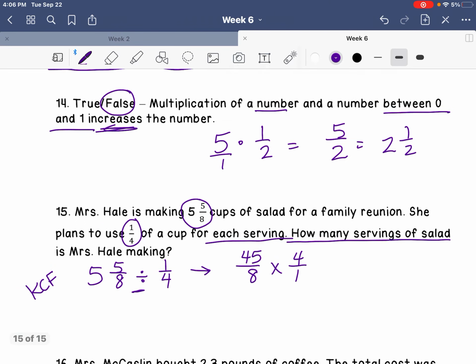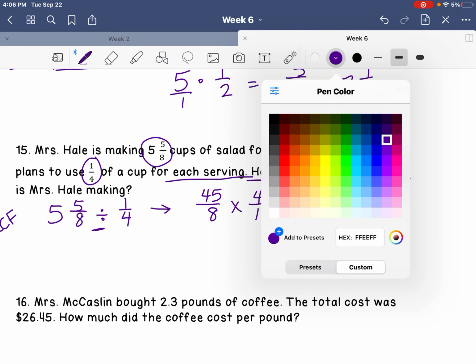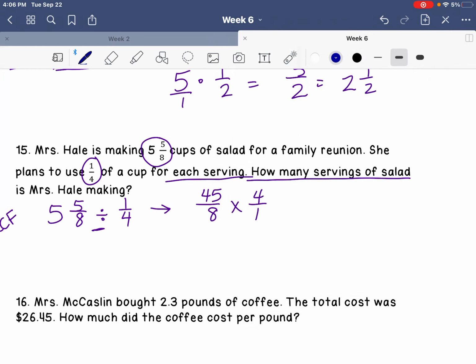So now that I've done that, I'm going to simplify it first. I hope this doesn't confuse you. It seems easier to me, but I'll do it both ways if it helps you. So if I simplify this first, I know that 4 and 8 have a common factor of 4. 4 divided by 4 is 1. 8 divided by 4 is 2. And now I'm multiplying 45 times 1 and 2 times 1. So that's 45 over 2, which will simplify down to 22 1/2 servings.